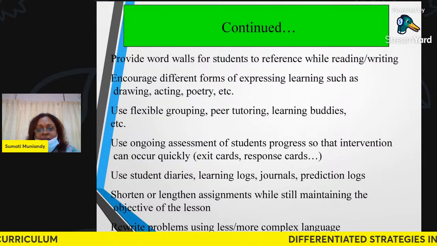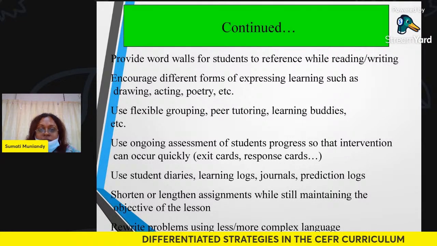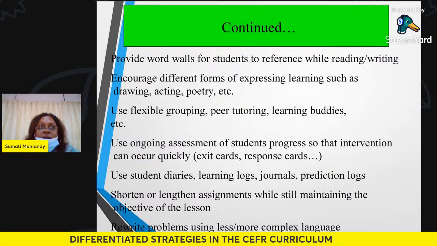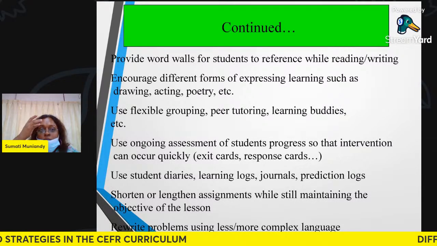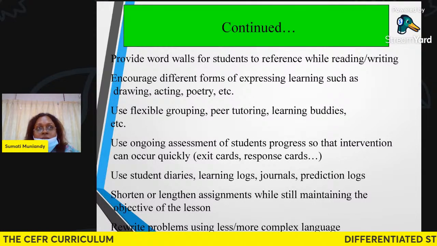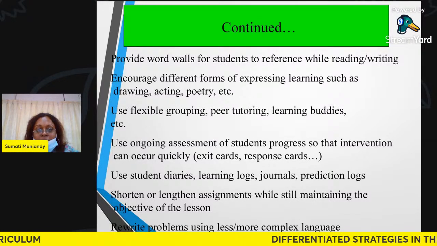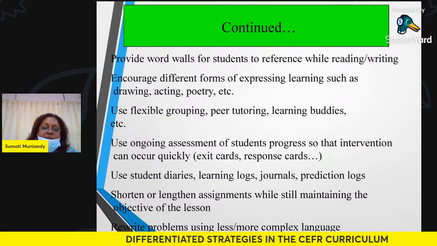Shorten or lengthen the assignment while still maintaining the objective of the lesson. This is also differentiated learning, all right? If the students are very weak, you cannot expect them to finish within one or two days. You give more time for this kind of learners.